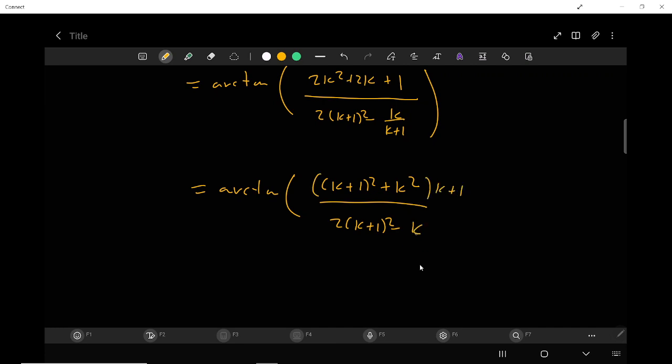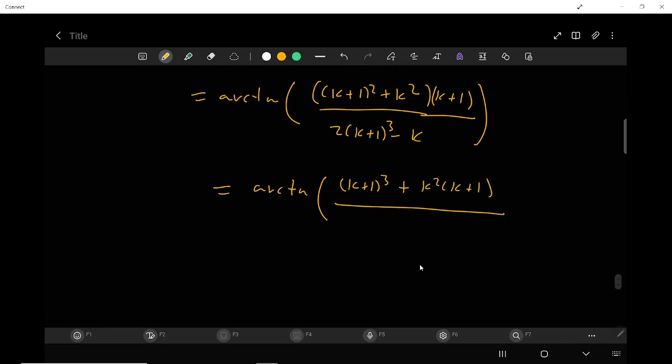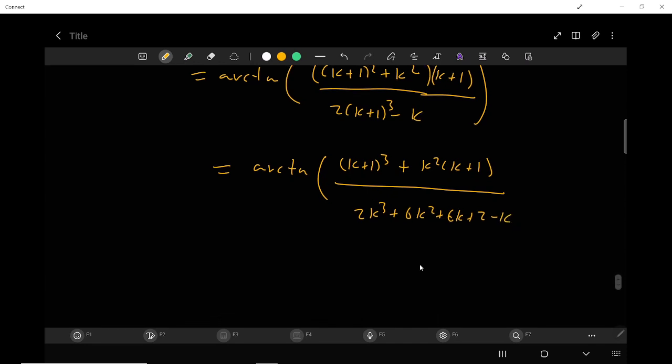This will just be k, and that's cubed. And this is maybe arctan k plus 1 cubed plus k squared times k plus 1, all over 2 also k plus 1 cubed minus k. Okay, so what's that? 2k cubed plus 6k squared plus 6k plus 2 minus k. Yeah, guys, I'm just gonna stop there.